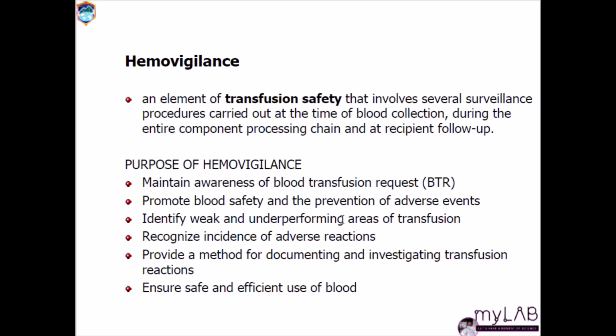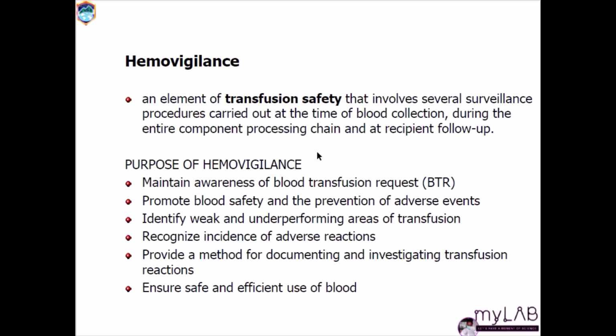So hemovigilance is an element of transfusion safety that involves several surveillance procedures that are carried out from the time blood is being collected at the donor stage, during the entire component processing chain. How do you store that blood? How do you transport it? And then also after the recipient has received this blood, doing a follow-up. You do a surveillance on the follow-up of the patient to ensure that they are safe.